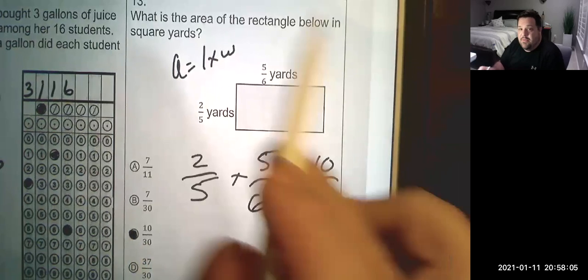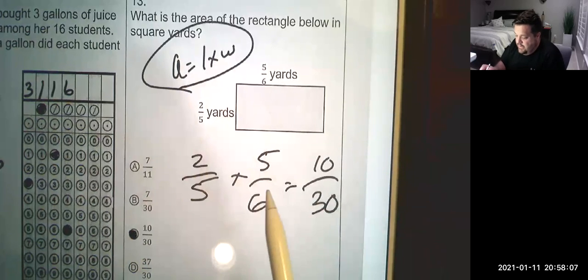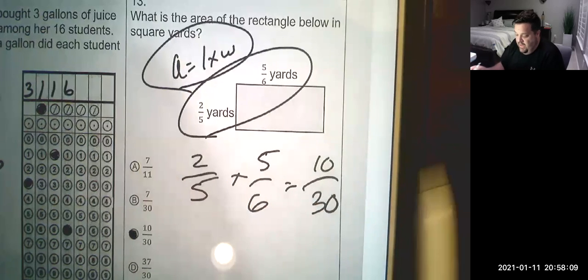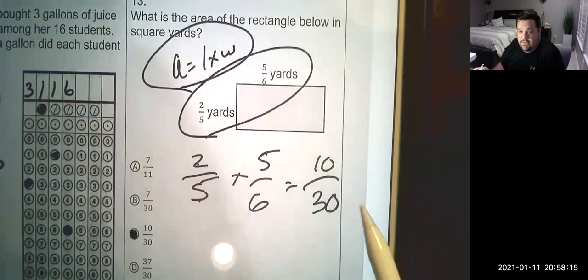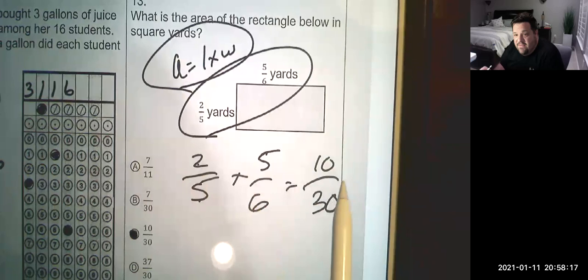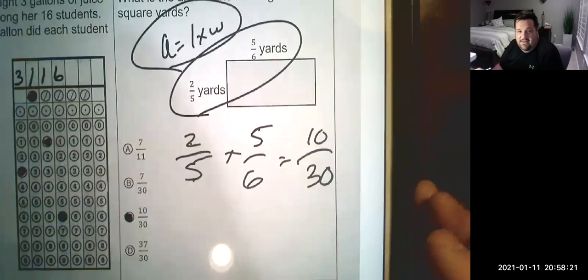So, I mean, this problem, if you know this formula and you know how to multiply fractions, the problem is really just 2 times 5 and 5 times 6. And right when you do 2 times 5, you know it's 10. Only one of these has a 10 in the numerator, right? Like, look at your choices.